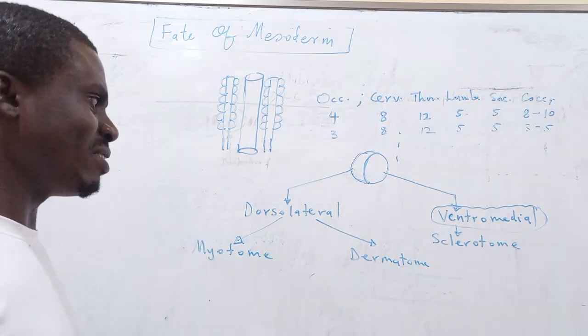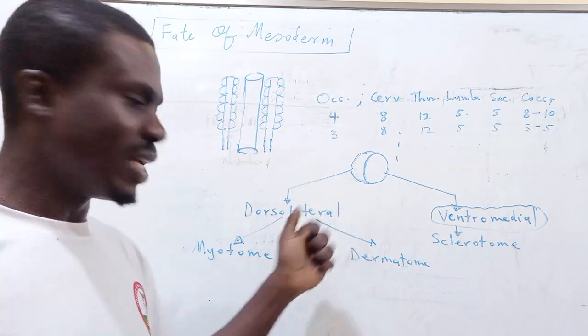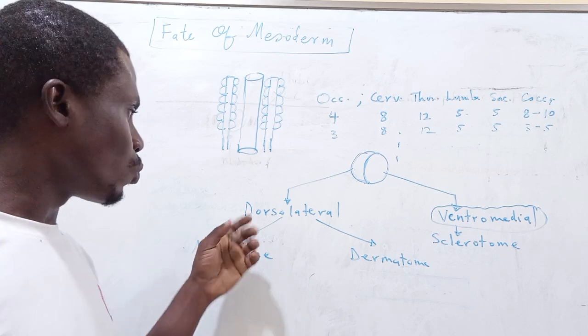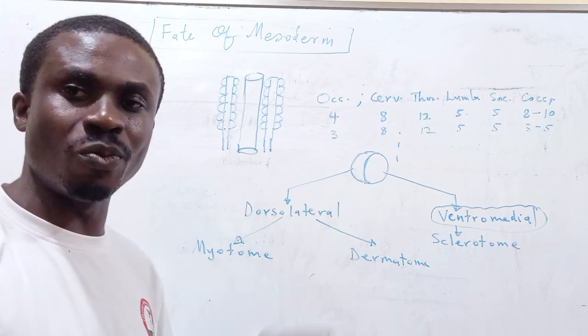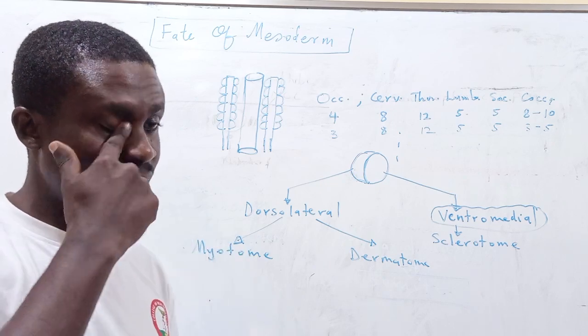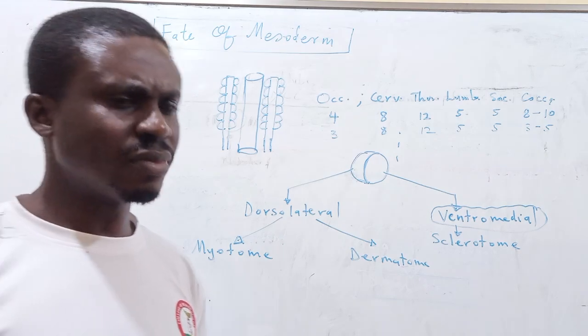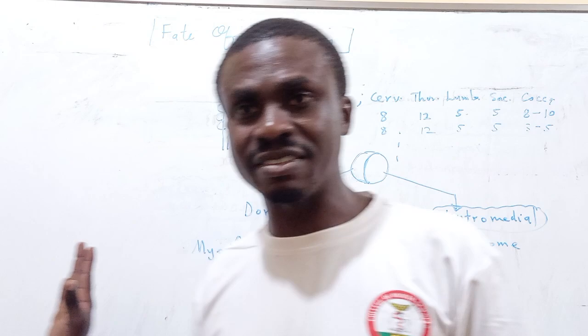So it means that initially these two were together at the dorsolateral aspect, and that is why we will be calling it dermomyotome. So the dorsolateral portion initially will give rise to what we call dermomyotome, which will eventually differentiate, giving rise to what we call the dermatome and of course the myotome. Now, this is pretty easy for us to appreciate.